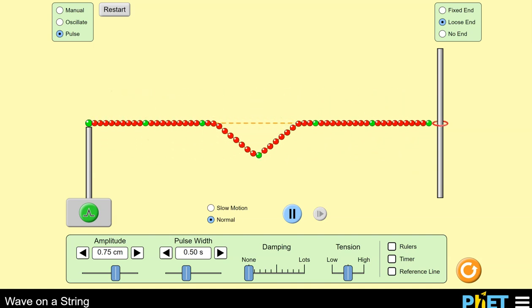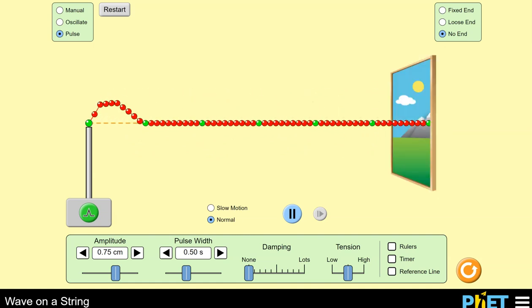So anytime there is a boundary of some sort, where there's a connection of the medium to a boundary, whether loose or fixed, we always get some reflection. This particular one, I could have no end, so it just is gone. The string goes off into that landscape, and we don't get reflection because there's no end to it.